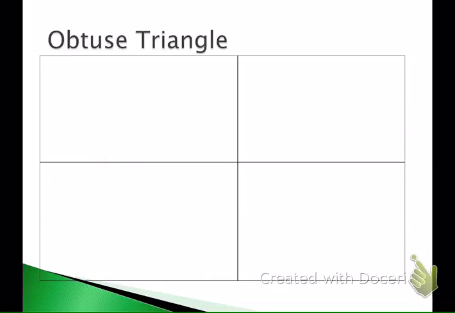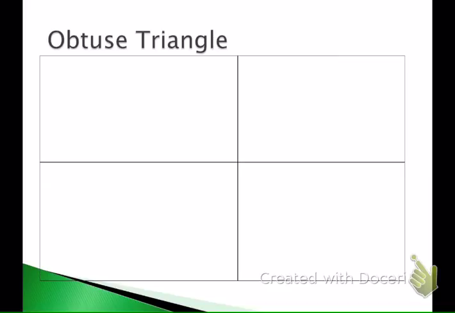All right, so let's take a look at the next type of triangle. The next type of triangle is an obtuse triangle. Do you guys remember what an obtuse angle is? An obtuse angle is what? More than 90 degrees, right?